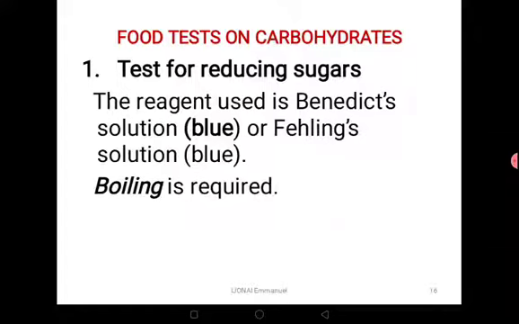So let's start with the first one, test for reducing sugars. This is a chemical test in the laboratory that we can conduct to confirm whether the food source has reducing sugars.